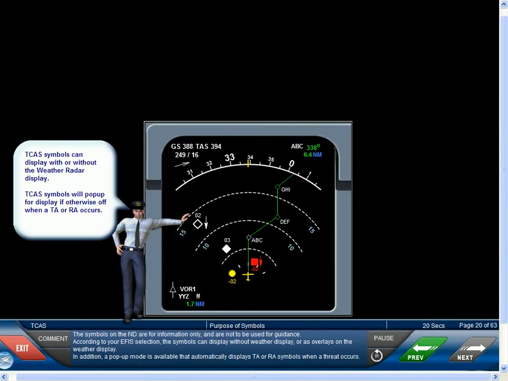The symbols on the ND are for information only and are not to be used for guidance. According to your EFIS selection, the symbols can display without the weather display or as overlays on the weather display. In addition, a pop-up mode is available that automatically displays TA or RA symbols when a threat occurs.